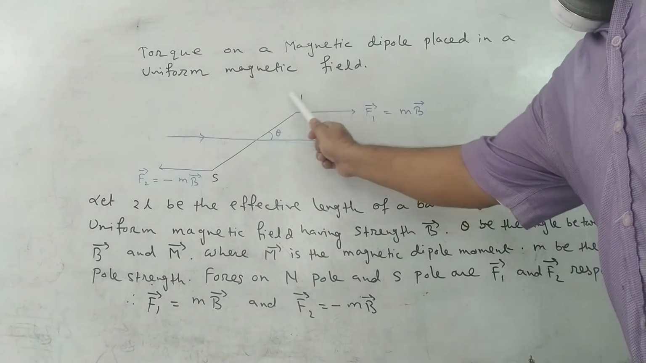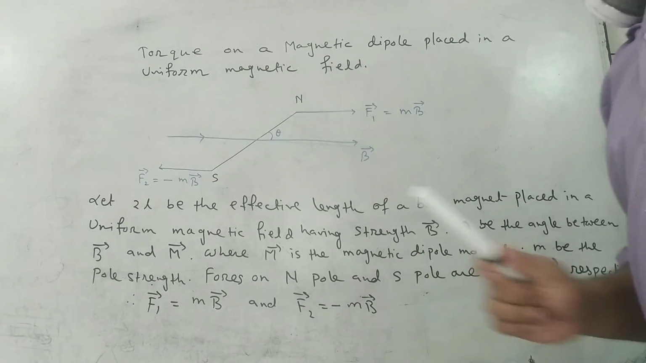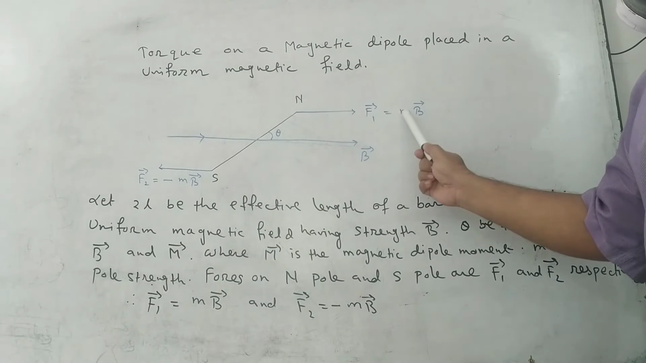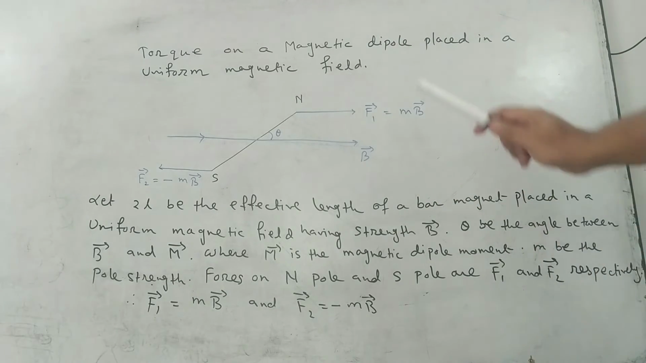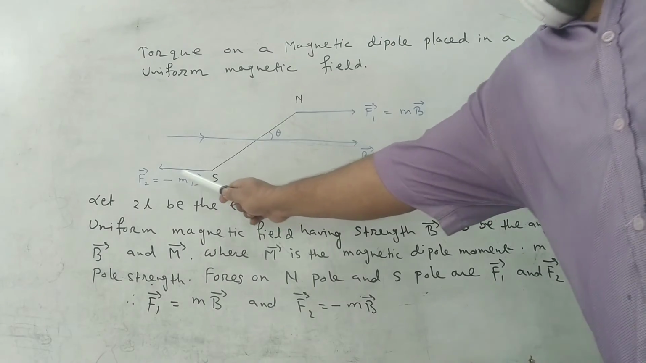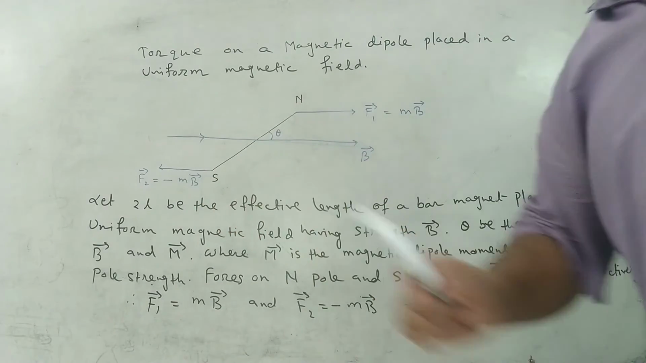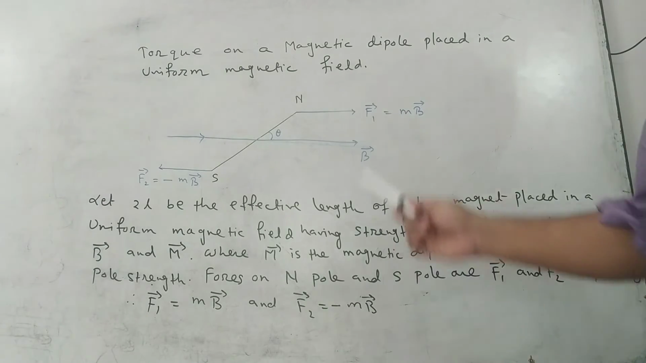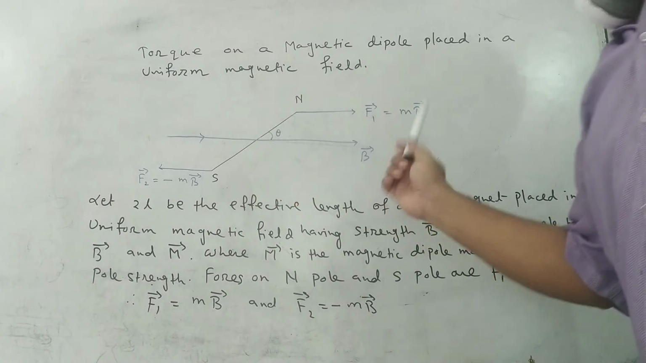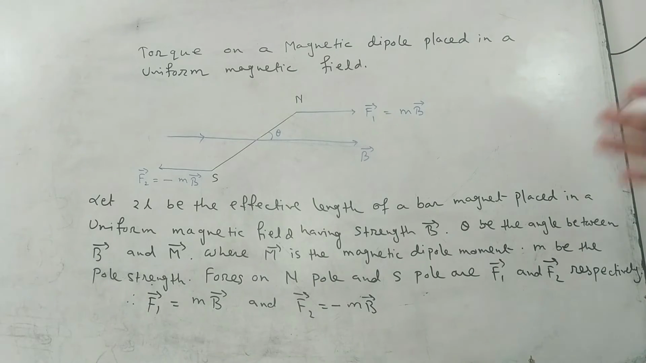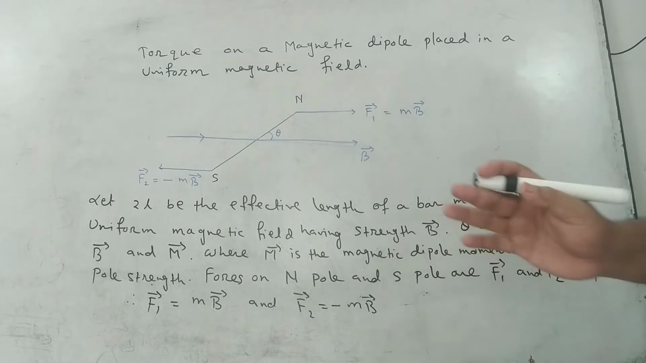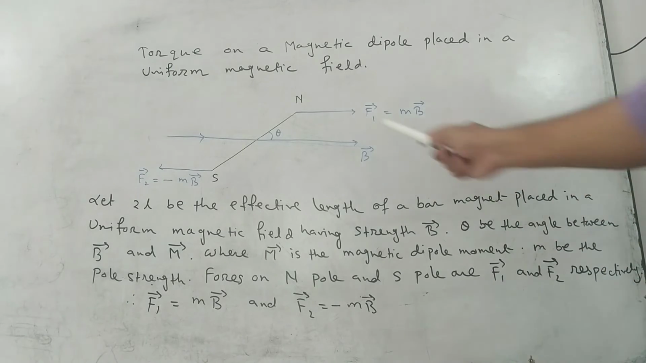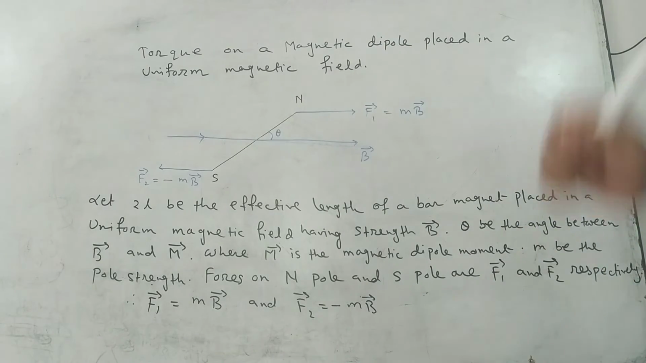Now the north pole experiences a force F1 equal to m into B vector, and the S pole experiences a force F2 equal to minus m into B vector. Since F1 and F2 have the same magnitude but opposite directions, they form a couple. Therefore, the whole bar magnet experiences a torque. Now we are going to find the magnitude and the direction of the torque.